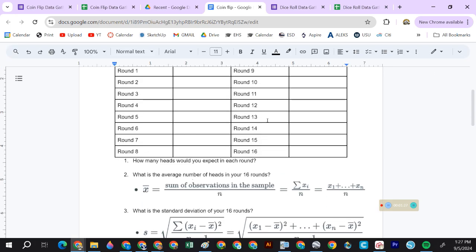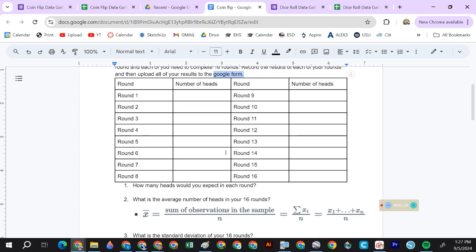Okay, welcome back. So, question 1, how many heads would you expect in each round? 5. There's a 50% chance of heads, if the coin is fair. So you should expect 5 heads per round. Okay? So, what is the average number of heads in your 16 rounds? You just need to go through and add up all of your rounds and divide by 16. The number should be somewhere close to 5.